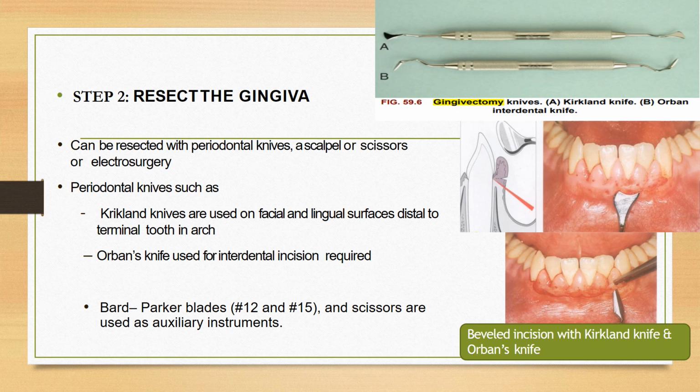Coming to resecting the gingiva, the next procedure is that we have to give the incision either with a blade or with the knives, with the gingivectomy knives, or with scissors or electrocautery. So you can see in this picture they have used gingivectomy knives. There are kidney shaped knives for giving the incisions. There is the external bevel incision, with 45-degree angulation to the gingival surface, and the internal bevel incision is being done with the Orban's knife.